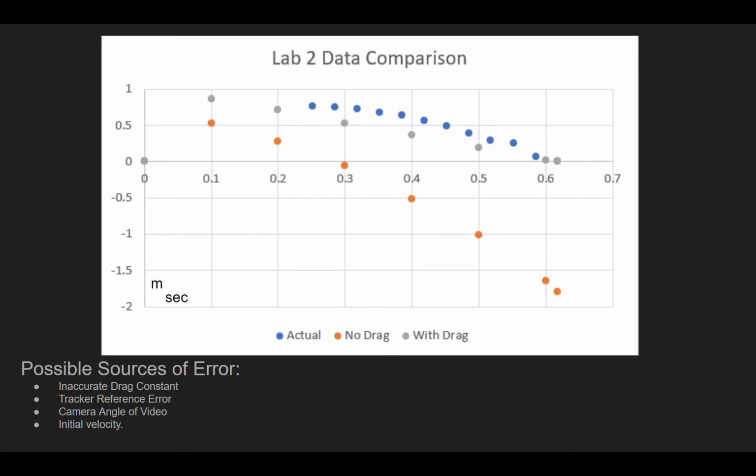Now, the model with drag is not completely accurate to the actual experiment. Possible sources of error include an inaccurate drag constant, as well as a Tracker reference error, like not putting on the exact right frame. And also, I noticed while composing this lab report that the code had an initial velocity for the falling object at -1 instead of 0. So that would definitely be a factor in the sources of error between those two data points.